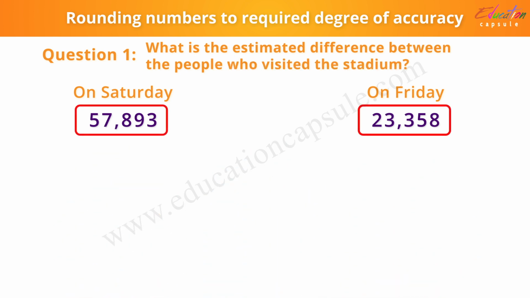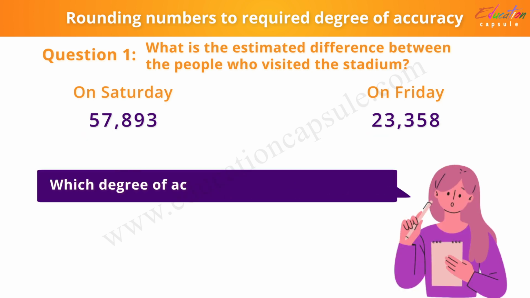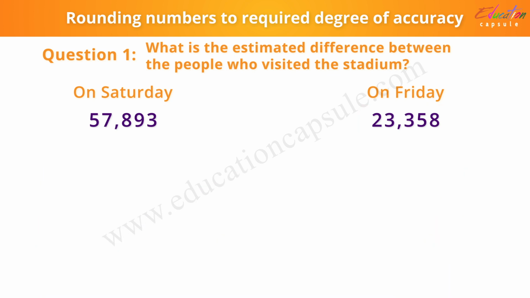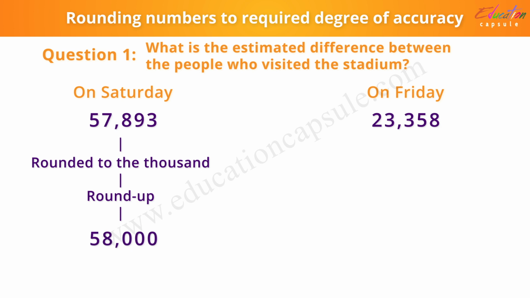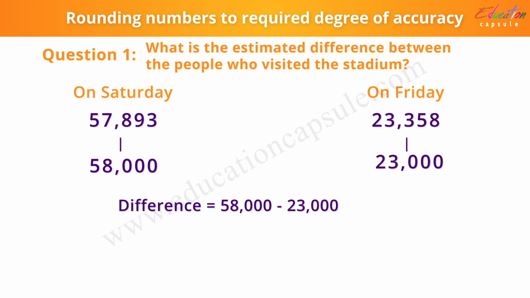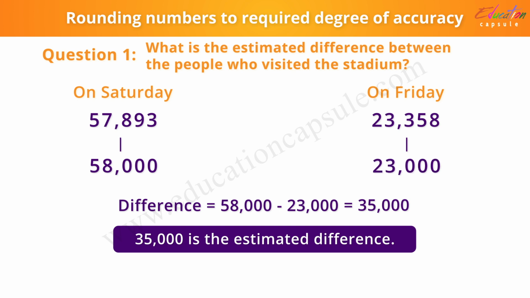Here, we'll round both the numbers to get the estimation. Which degree of accuracy will we round it to? We'll round these numbers to the nearest thousand as it will not make much difference to the numbers, and it will still be easier to work with multiples of thousands. Therefore, 57,893 rounded to the nearest thousand rounds up to 58,000, whereas 23,358 rounded to the nearest thousand rounds down to 23,000. Therefore, the difference between them would be 35,000. So we can say that 35,000 is the estimated difference.